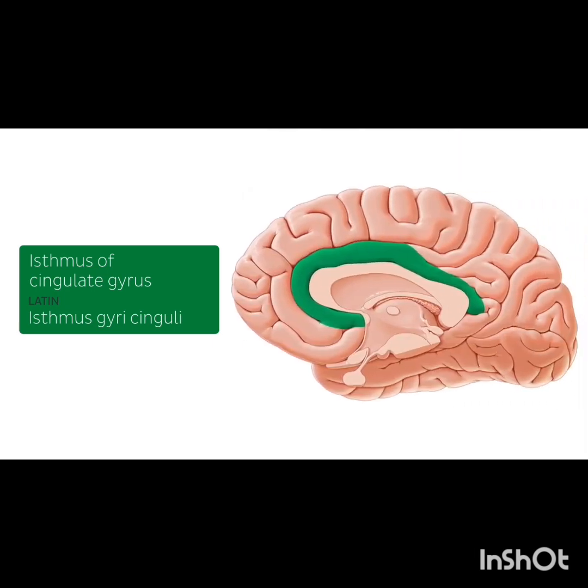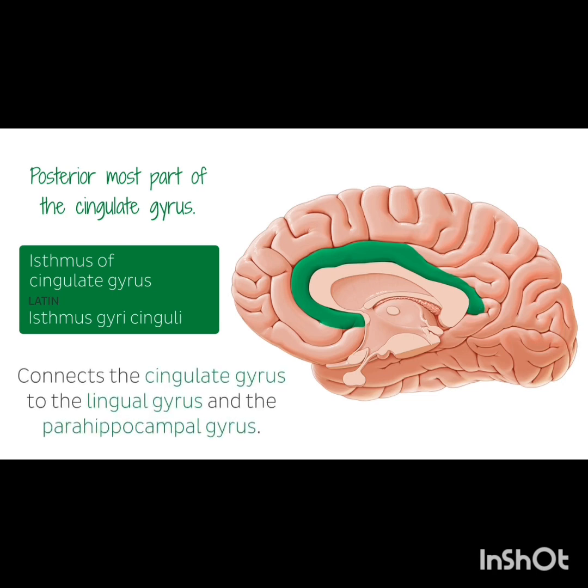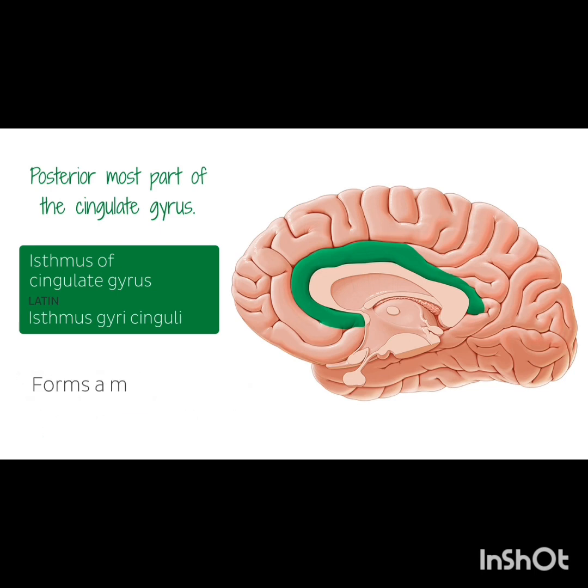of the brain, where you see highlighted the cingulate gyrus. Now, the isthmus of the cingulate gyrus is the posterior-most part of the cingulate gyrus, so this portion around here. And it is the part that connects the cingulate gyrus to the lingual gyrus and the parahippocampal gyrus. Now, they form the major part of the limbic system.